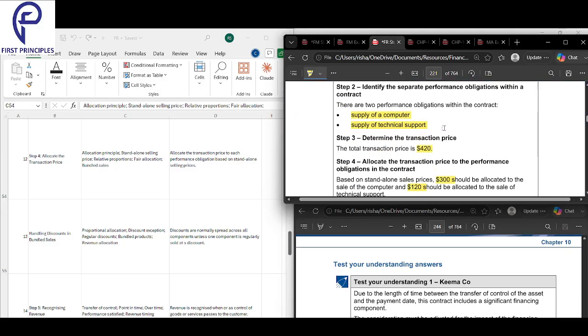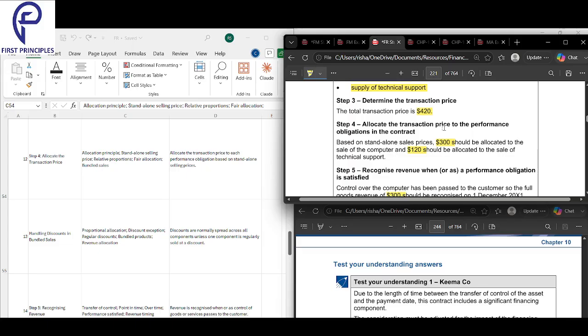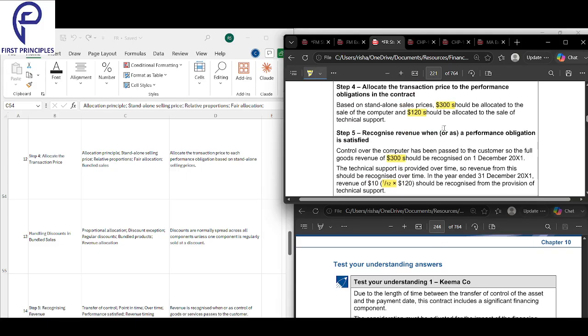Second, there are two performance obligations. What will the shopkeeper do? Sell you a computer, give you technical support. How much is he charging? 420. 300 relates to the computer. The computer you gave immediately, so the 300 you can recognize as revenue. 120 is for over 1 year of service. 1 month of service you have given. 120 for 12 months, 1 month is 10, 300 plus 10, 310 you will recognize as revenue.